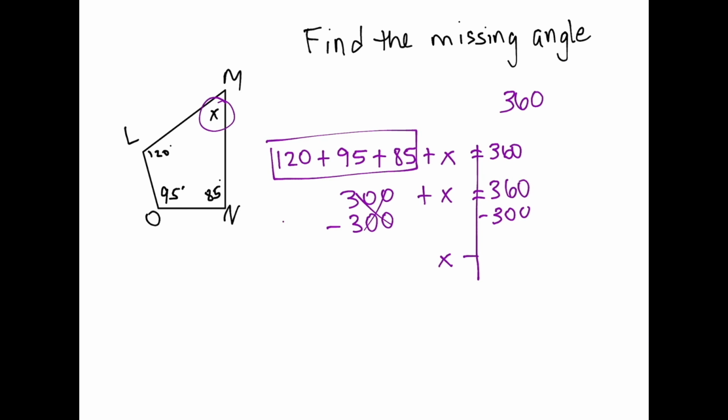That leaves us with x equals 60. So we know the missing angle is 60 degrees.